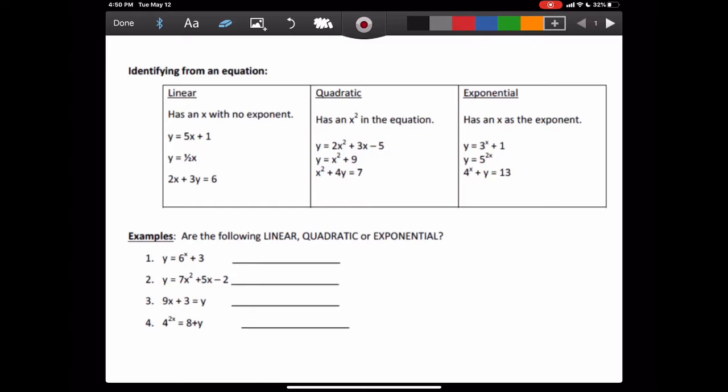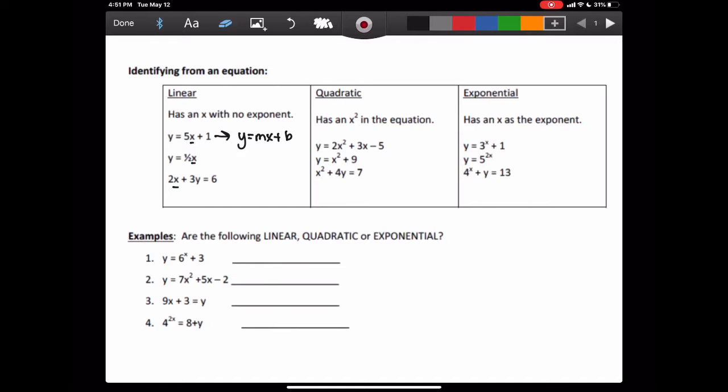In a linear function, you're going to have an equation that has an x in it, but it's not going to have an exponent. As shown in these examples right here, you have y equals 5x plus 1, which looks very similar to y equals mx plus b. Then y equals 1/2 x, and 2x plus 3y equals 6. You see that you have variables, but you don't have an exponent, but you do have a variable x, and that x is what makes it linear.